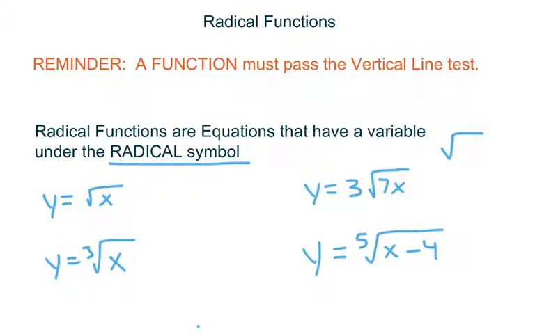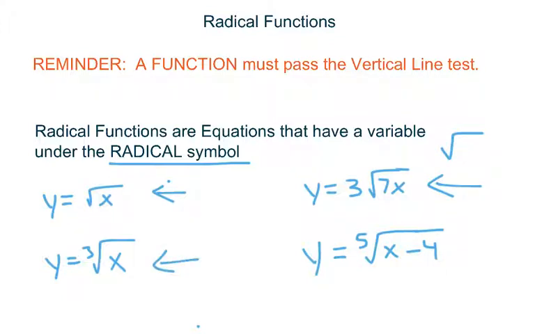Now here are some examples of radical functions. Okay, we've got y equals the square root of x. We have a variable under the square root sign. Anytime we see that radical symbol in an equation and there is no number there, we are going to call it a square root sign. Here we have a radical function, y equals 3 times the square root of 7x. There's an x under the radical sign.